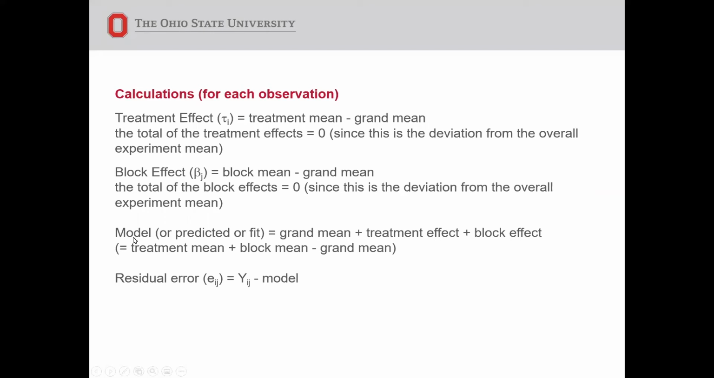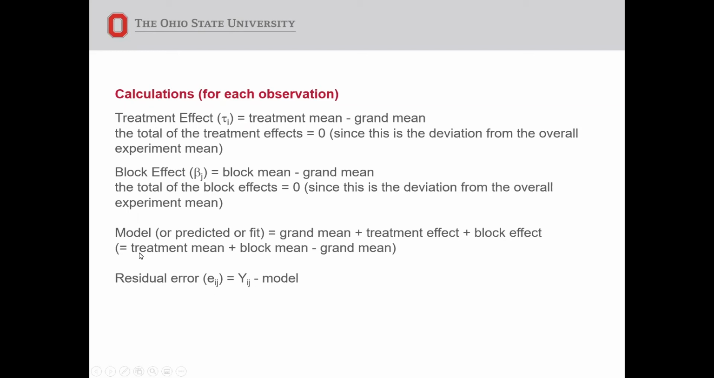So then we can calculate the model. Sometimes this is termed the predicted or the fitted values. We would calculate the model as the grand mean plus the treatment effect plus the block effect. That is to say, it's the mean of the experiment plus the deviation from the mean due to that particular treatment, calculated by the treatment effect, plus the deviation from the grand mean due to whichever block that value is located in, and that's calculated from the block effect.